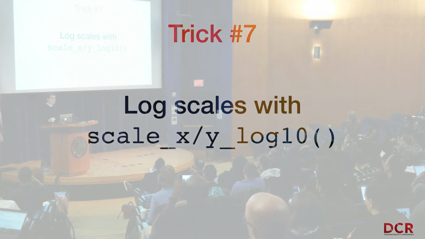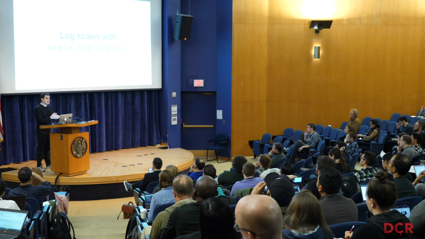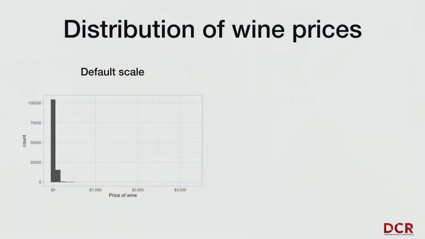Who's used log scales before? This is a tidyverse trick in the sense that it is a ggplot2 function. But it's really also a data science trick that I think is really important and sometimes underappreciated. Somebody asked what important advice I'd give to new data scientists. I might start with something like, well, you must start with a specific scientific question. But no, the number 1 advice is try putting your axis on a log scale. Why is it important to put an axis on a log scale? I'm going to show a couple of data sets where it's really pivotal.